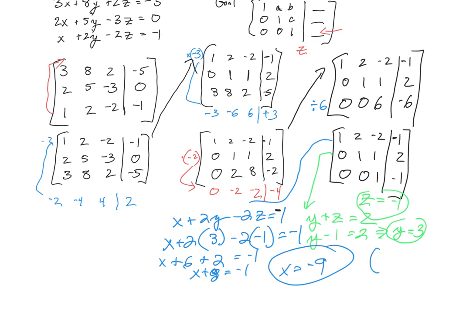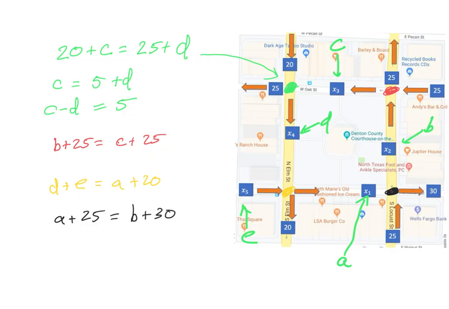Final answer. These three lines will intersect in a three-dimensional plane at negative 9, comma 3, comma negative 1 in a three-dimensional space. And that would be the solution to 3 sets of equations and 3 variables. I had a 2 in it.